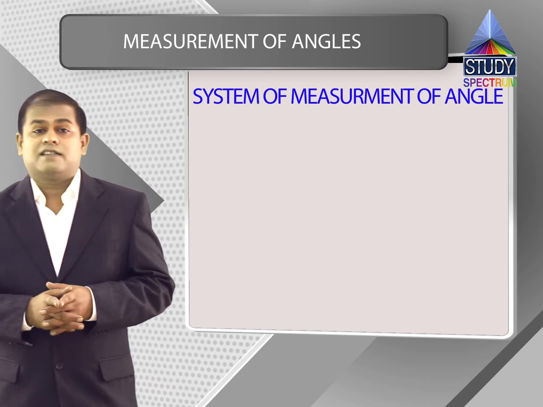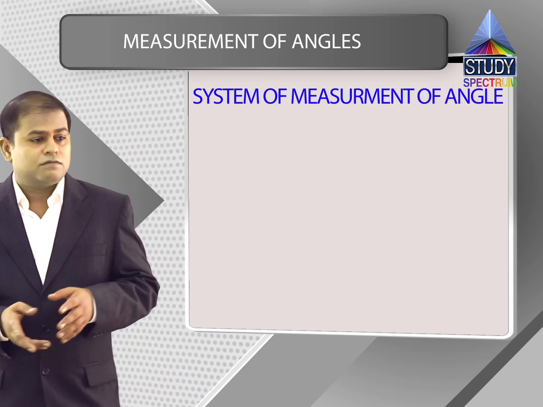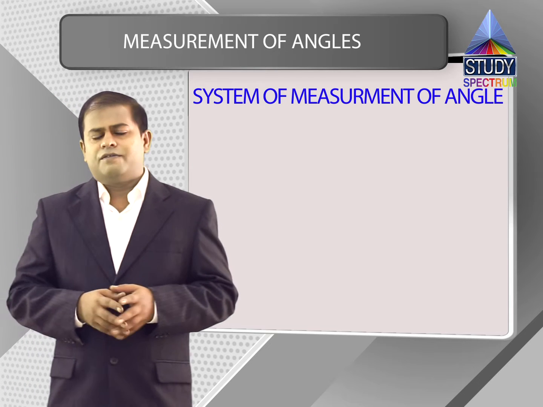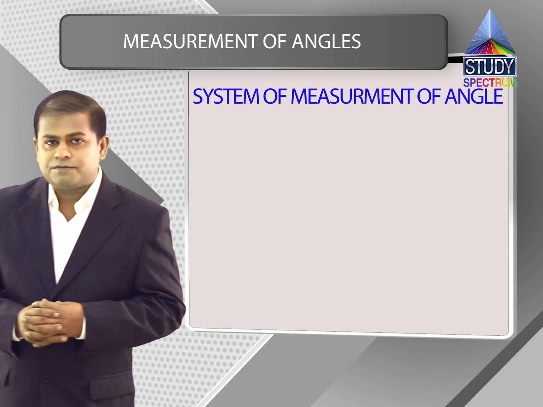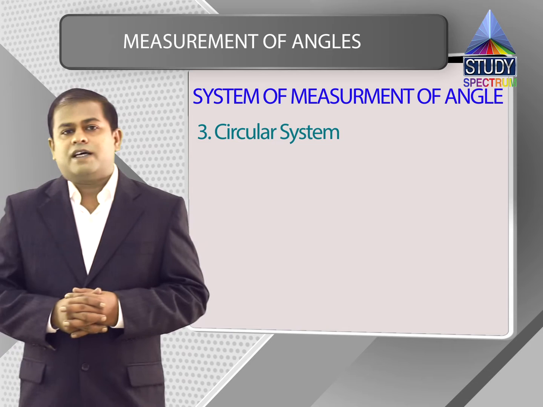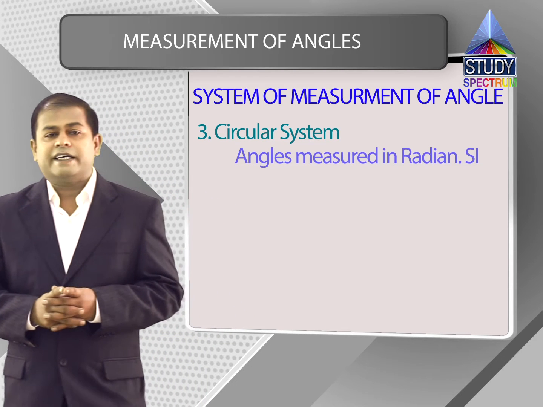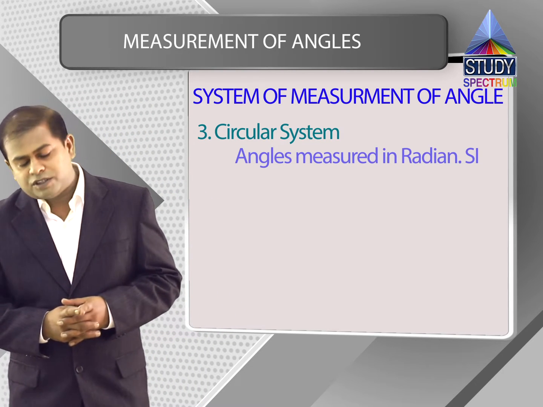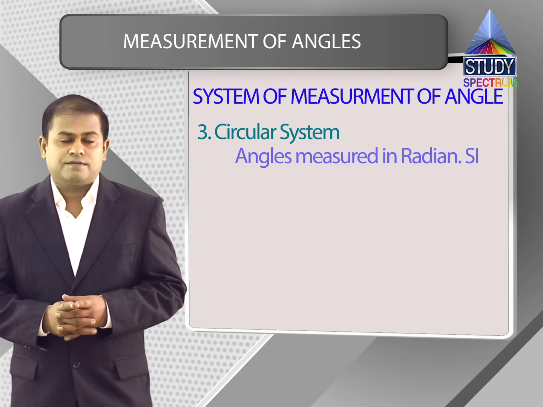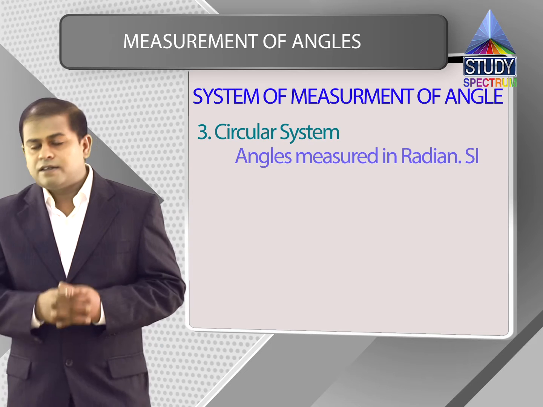Now moving to the next system, that's the most important system of angle measurement, especially in calculus. We need this system. Differentiation, integration, limits and all, everywhere we measure angle in the circular system. So our next system is the circular system. In the circular system, angle is measured in radians, which is also accepted as the SI unit for measurement of plane angle. Right? So in the circular system, the unit for angle measurement is the radian.